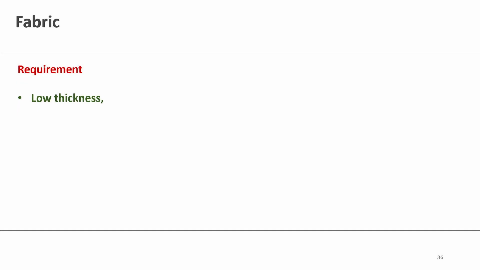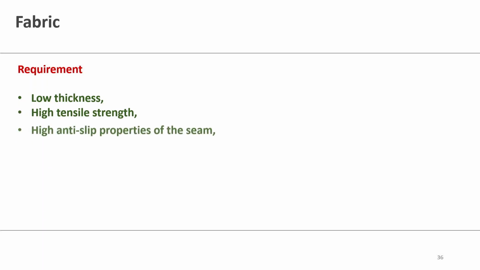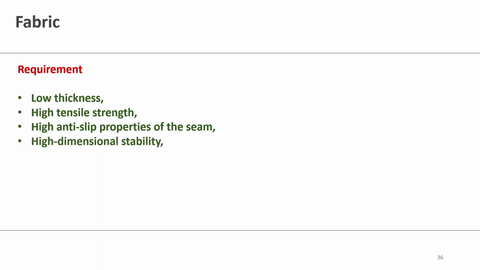For the fabric we require low thickness because of foldability. We have to fold it in a small container. High tensile strength should be there, high anti-slip property of seam so that there is no seam slippage, and high dimensional stability, so it should not change dimension with temperature and humidity. Defined and uniform air permeability should be there, and reliability.